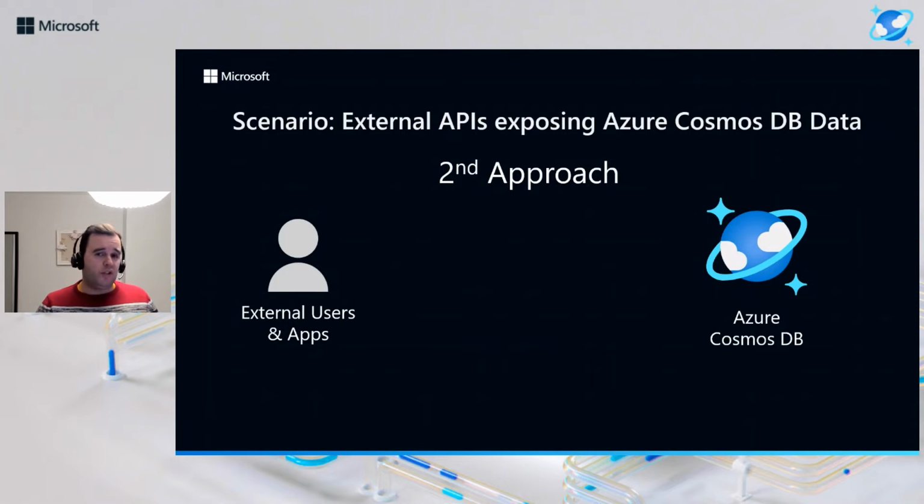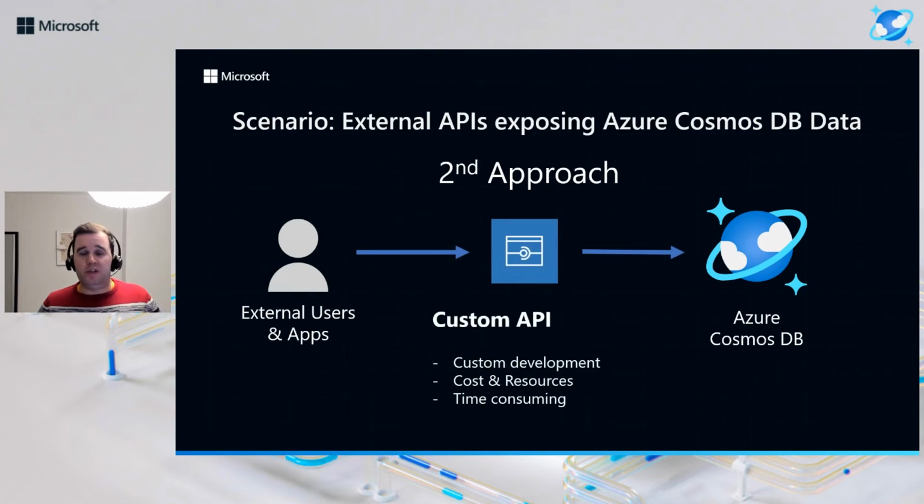Then the second approach: you decide, okay, I'm going to put some control in place and also build some business logic. So in this scenario, you decide to build a custom API. As you can imagine, you are doing custom development, so you require a development team to do this work. And of course, this may increase your costs and the resources required to implement the custom API. And last but not least, sometimes it may end up being a time-consuming approach to deliver the solution.